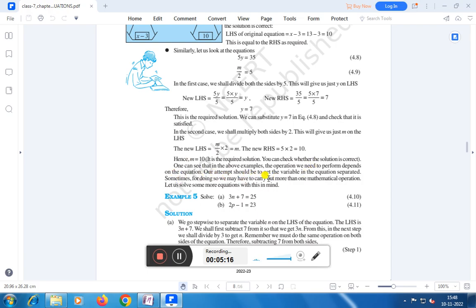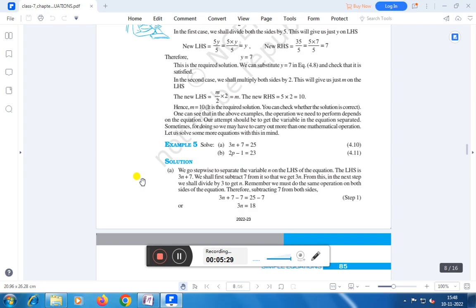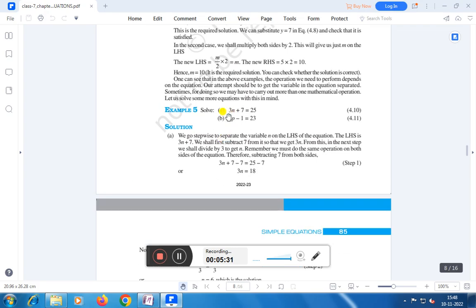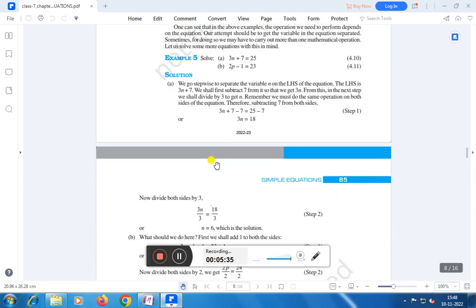Our attempt should be to get the variable in the equation separated. Sometimes for doing so, we may have to carry out more than one mathematical operation. Let us solve some more equations with this in mind. 3n plus 7 equal to 25 and 2p minus 1 equal to 23.